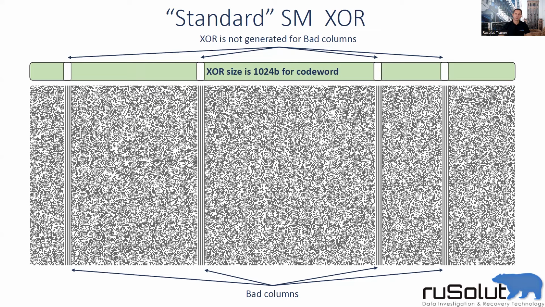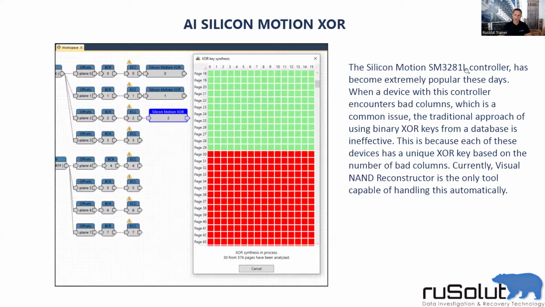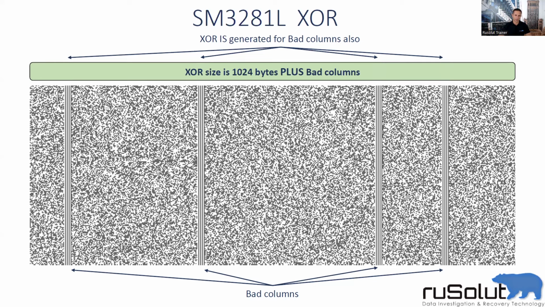But when it comes to the SM3281L controller, it works differently, because that controller, if there are bad columns, generates the XOR key on bad columns too. So in case the data area is 1024 as usual, and it has 1, 2, 3, 4 bad columns, then the XOR key will be generated for 1028 bytes.